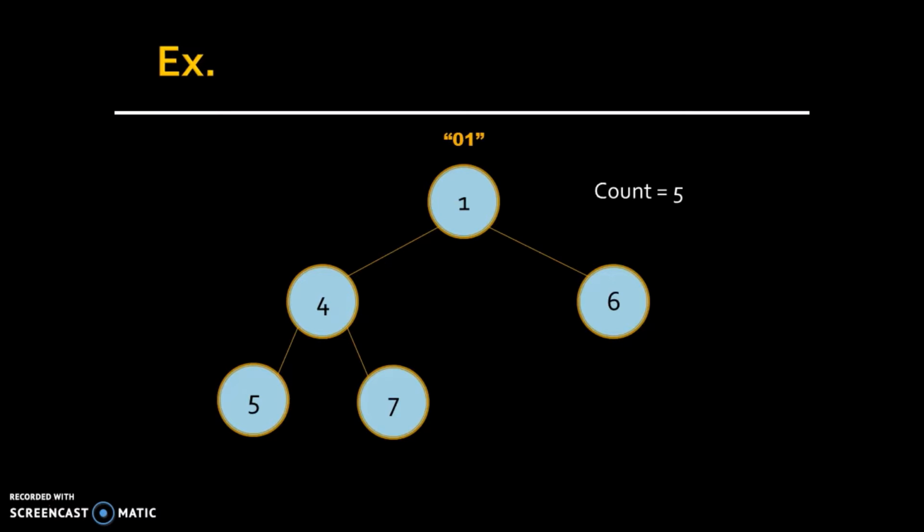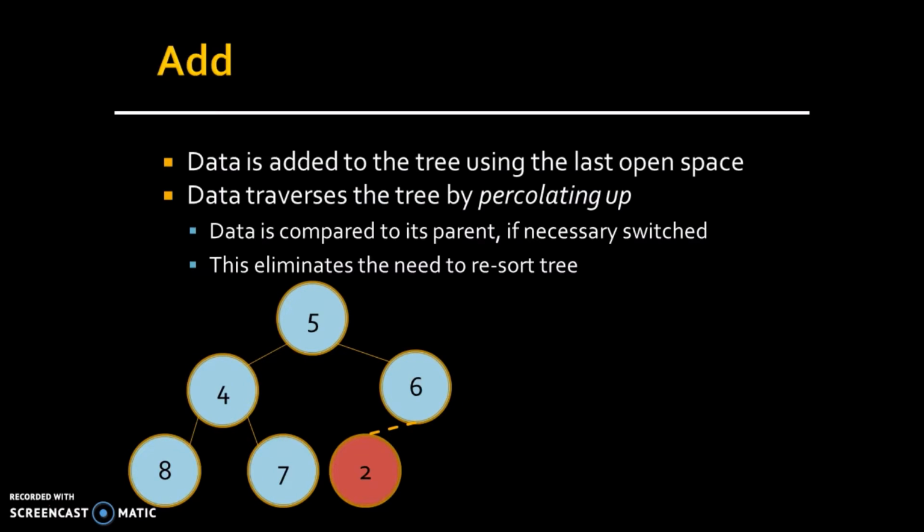So in this example, we have 5 nodes in our binary heap. That means that the number we're looking at is 0, 1. Start with the first number, 0, go to the left, then 1, go to the right, there's the last node, 7. So the add function: data is added to the tree using the last open space, using the algorithm described previously.